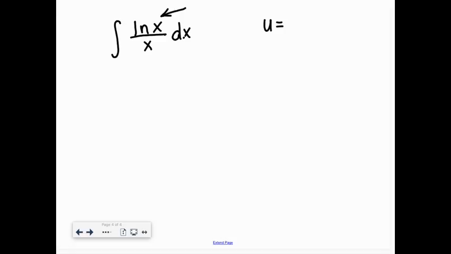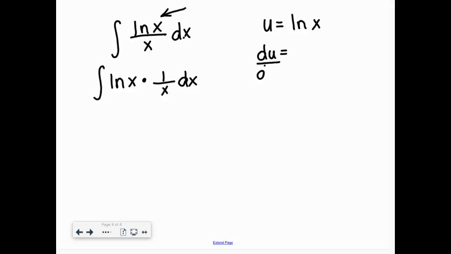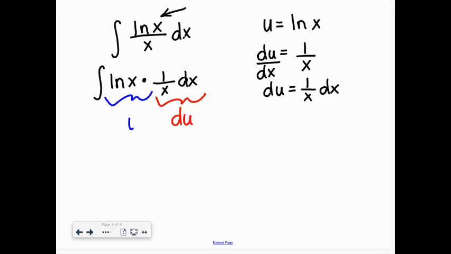But remember, think about the functions that you have there and their derivatives. I remember that the natural log of x has a derivative of 1 over x. So the function and its derivative are both in the integral. So I take u to be the natural log of x. The derivative of the natural log of x is 1 over x, so du is 1 over x dx. And now I have du and u. Done. Okay, I hope this was helpful.